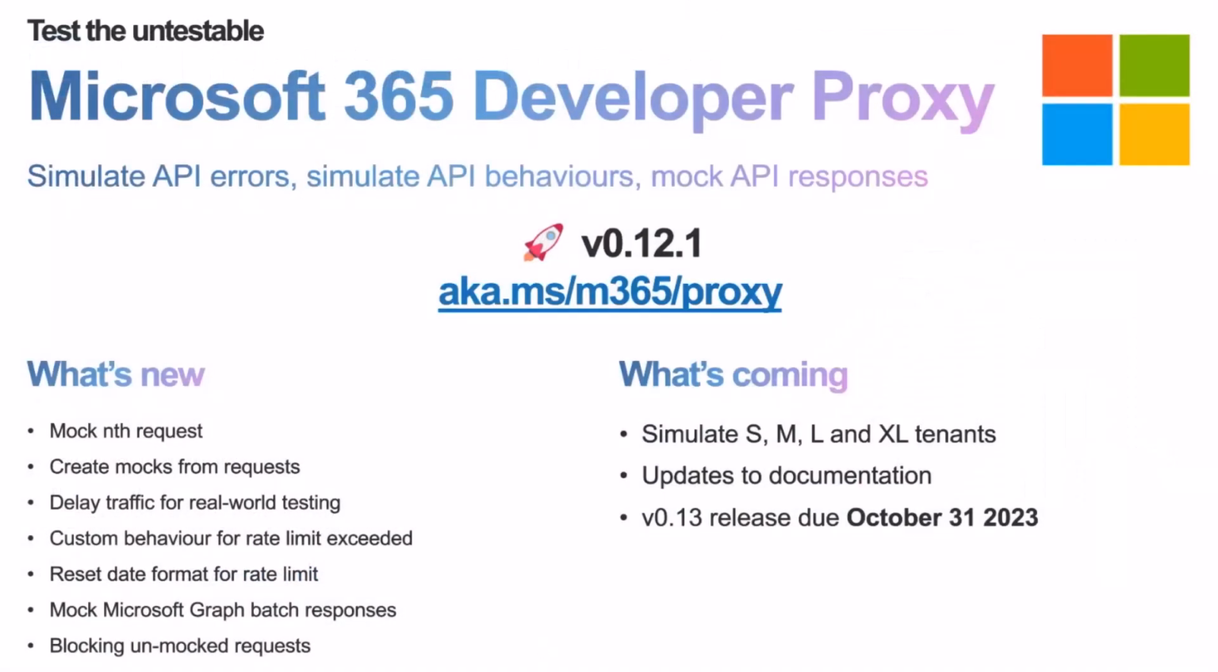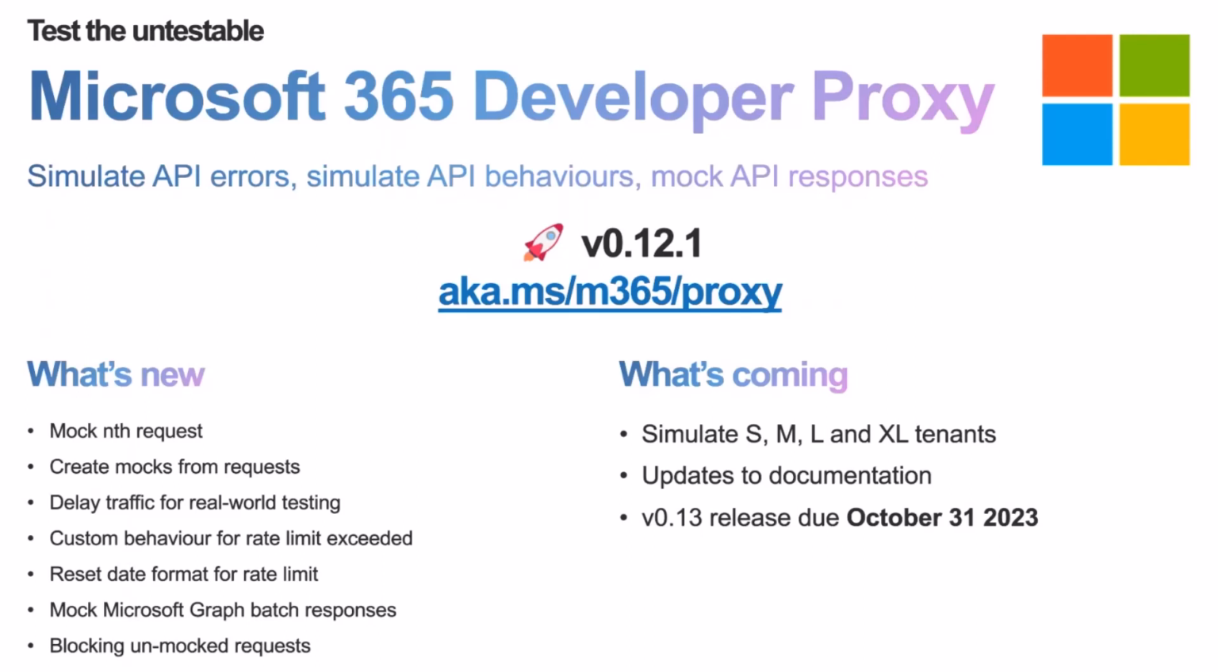So we've just had a new release of Microsoft 365 Developer Proxy. This is the tool that can help you simulate API errors, behaviors, and mock APIs as well. So we had the 0.12.1 release, and this was a huge release. Lots of new features. So the ability to mock an nth request. So you might want to mock the second or the third request of the same type. You can now do that.